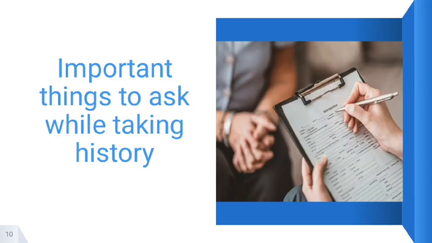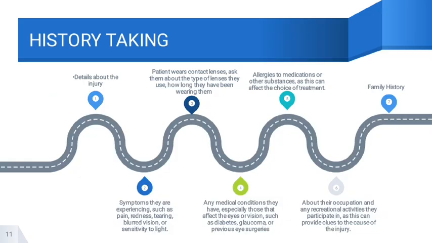Now, what are the important things to ask while taking history? Firstly, we'll talk about the injury. Ask the patient how the injury occurred, what caused it, and when it happened. Then the symptoms. Ask about the symptoms experienced such as pain, redness and tearing, blurred vision, or sensitivity to light. Then the medical history of the patient, especially conditions that affect the eyes or vision such as diabetes, glaucoma, or previous eye surgeries.